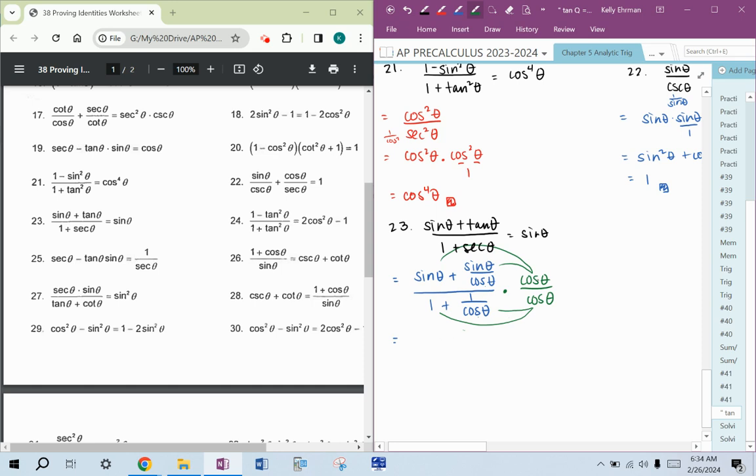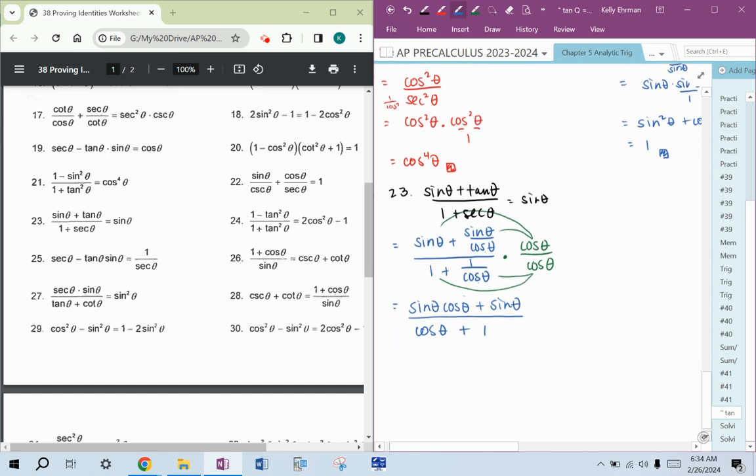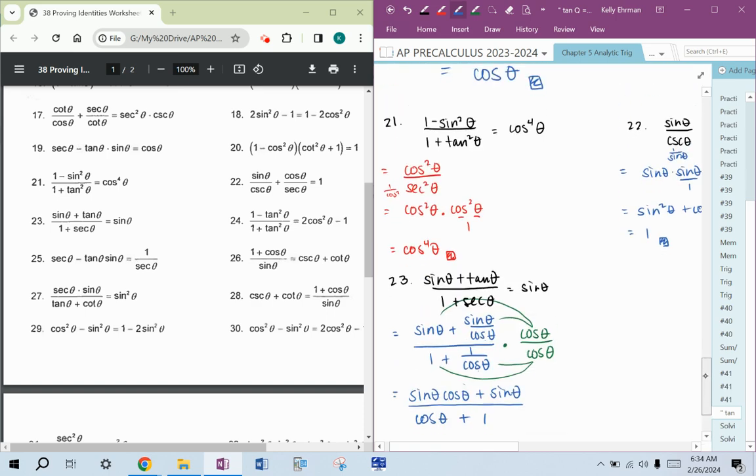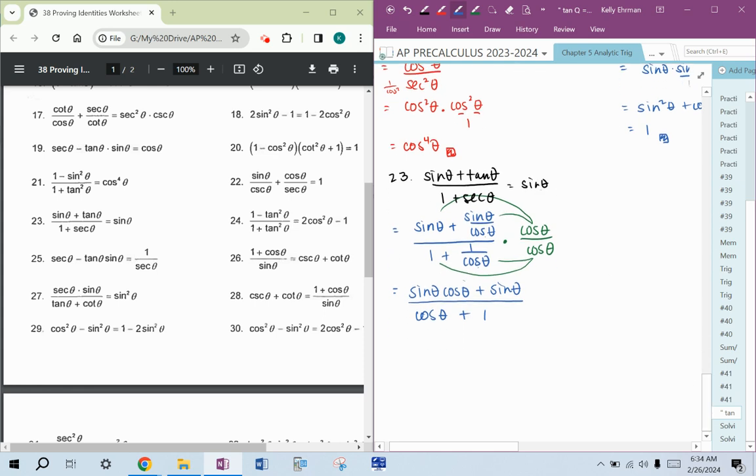Okay, so if we do that, if we distribute the cosine through, we get sine theta times cosine theta plus second term, the cosines will cancel, so just plus sine theta. In the denominator, cosine times 1 is cosine. 1 over cosine times cosine is plus 1. Oops, how does this help? We're supposed to just be left with sine.